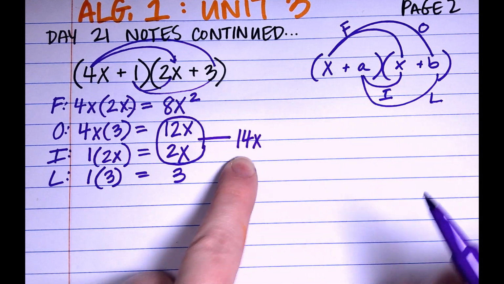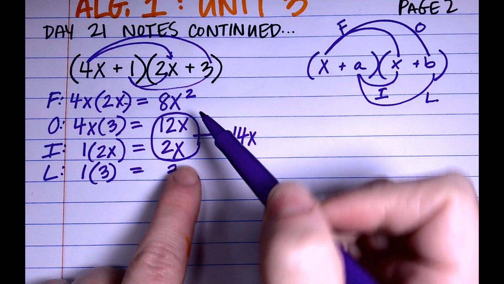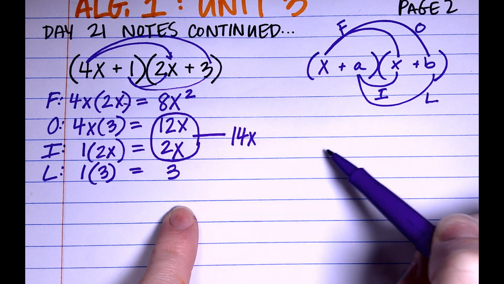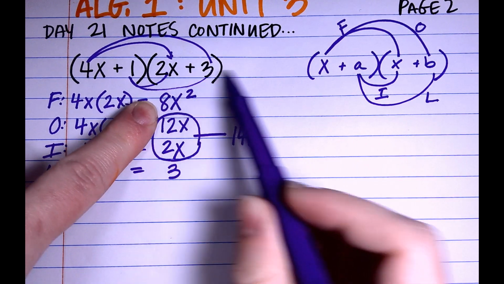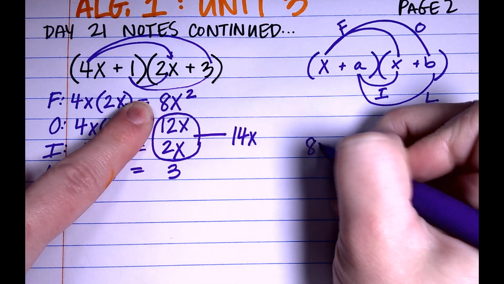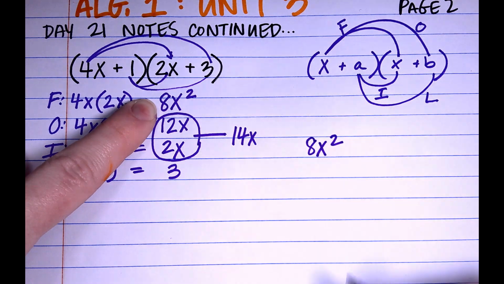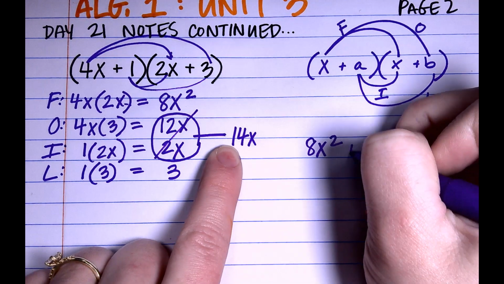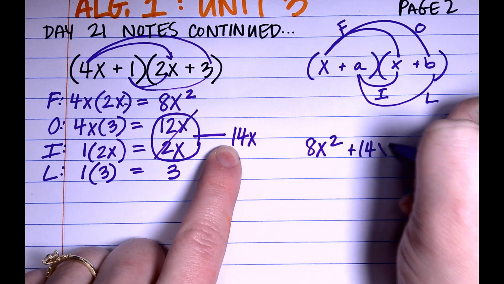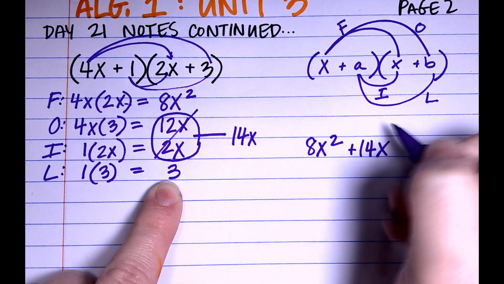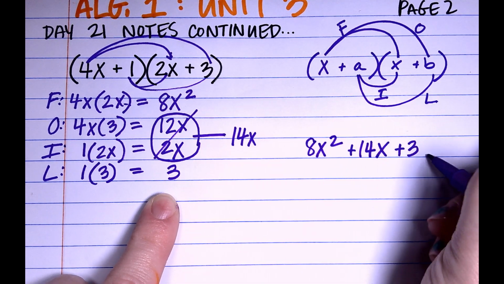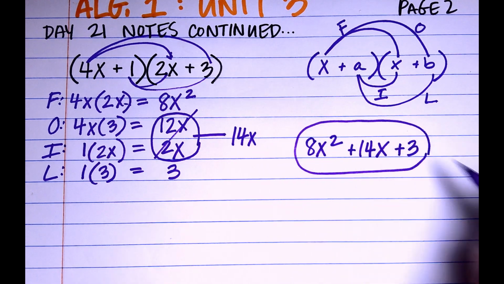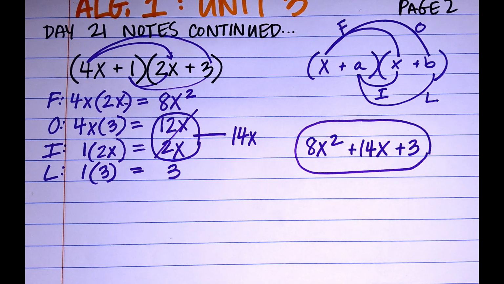14x. Good. So now when I write everything out all together, I have 8x squared plus 14x plus 3. And that is my answer. 8x squared plus 14x plus 3.